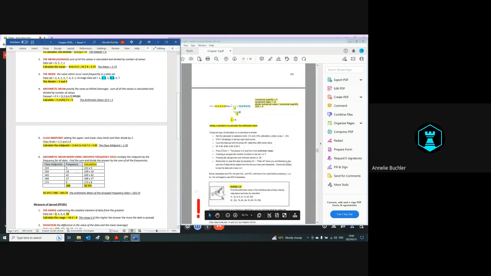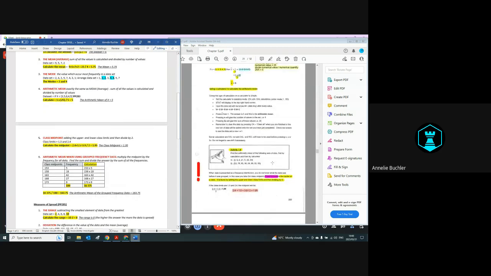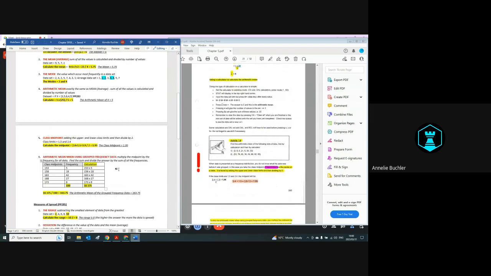Now we're going to move on to class midpoint. It's adding the upper and the lower class limits and then dividing by 2. Then you will get your class midpoint. Now let's say the class limits are 1.5 and 2.4.